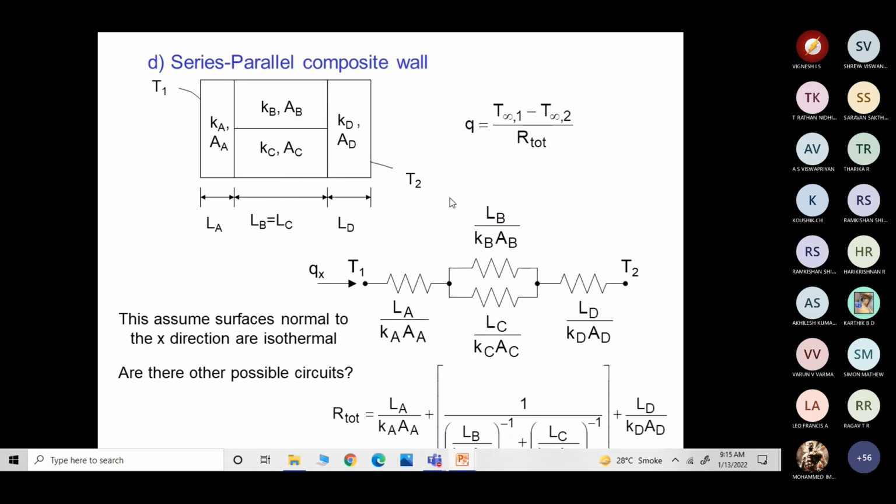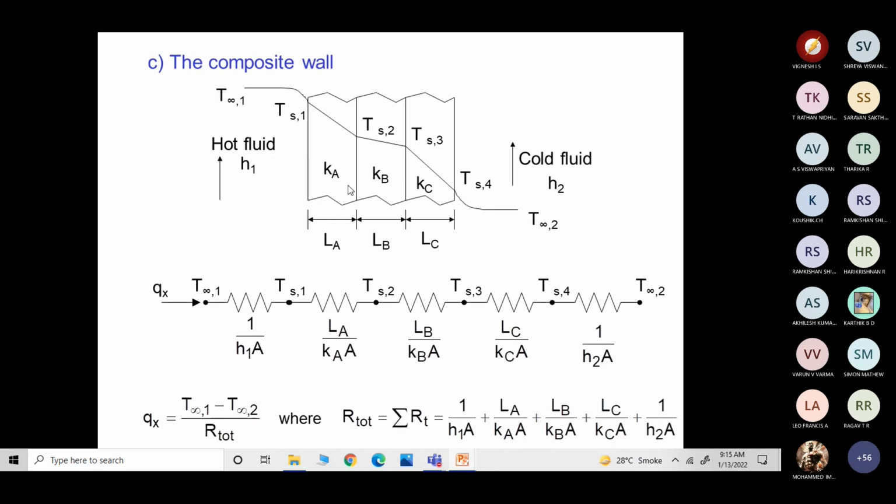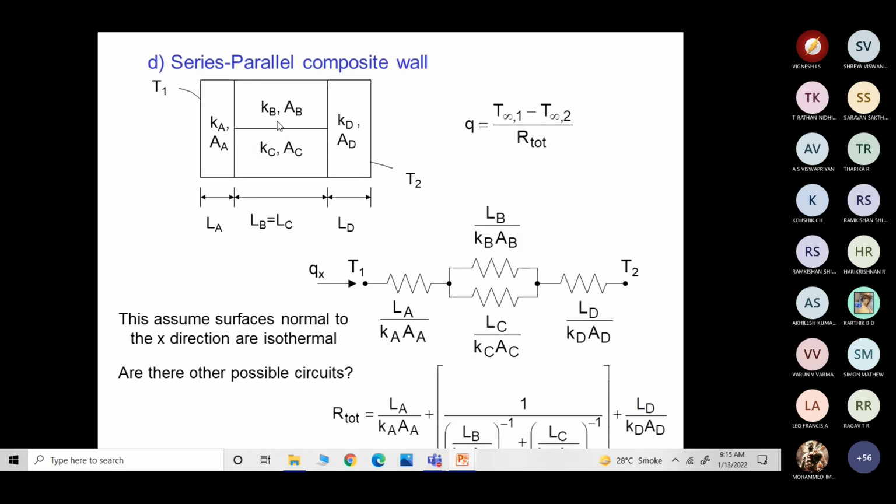Suppose the composite wall is like this, and instead of three materials it has four materials, and the top 50 percent is constructed of material with thermal conductivity kB, and the bottom 50 percent is constructed with material kC. Then we know the circuit will become like this. Am I correct? A series parallel circuit. In electrical, you might have discussed this, the series parallel composite wall. So the series parallel composite wall will be like this.